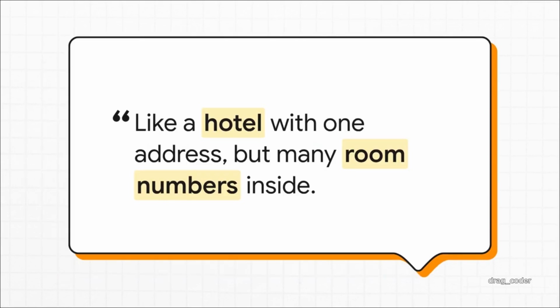This analogy just explains it perfectly. Think about a giant hotel. To the outside world, to the post office, it just has one street address. But inside, of course, there are hundreds of individual room numbers. NAT works the exact same way. The internet only sees your one public IP address, but your router, it knows exactly which internal device, which room number, the data is actually meant for.